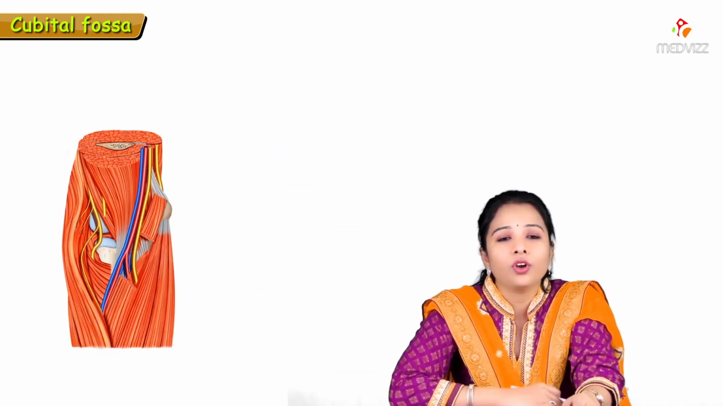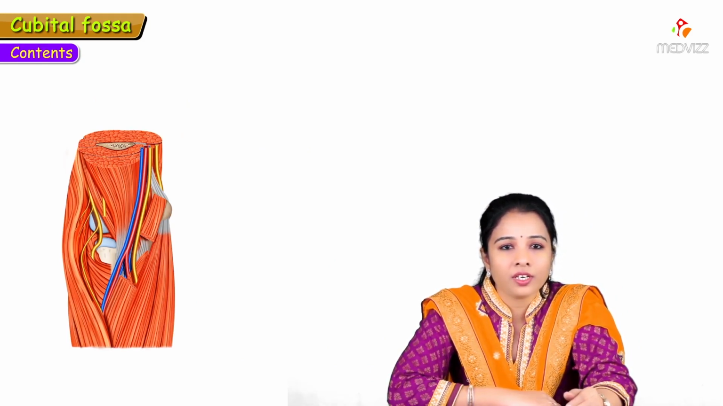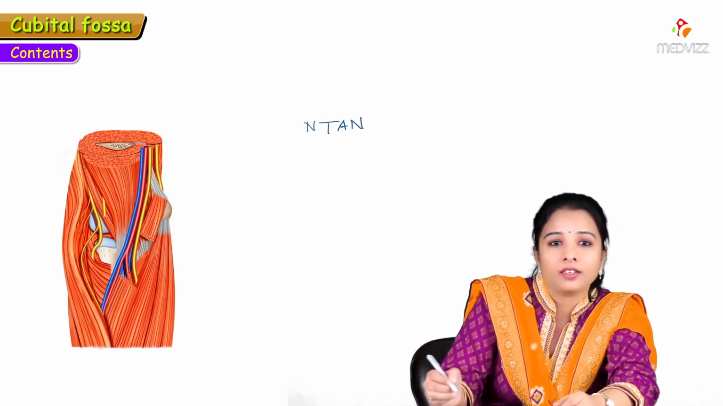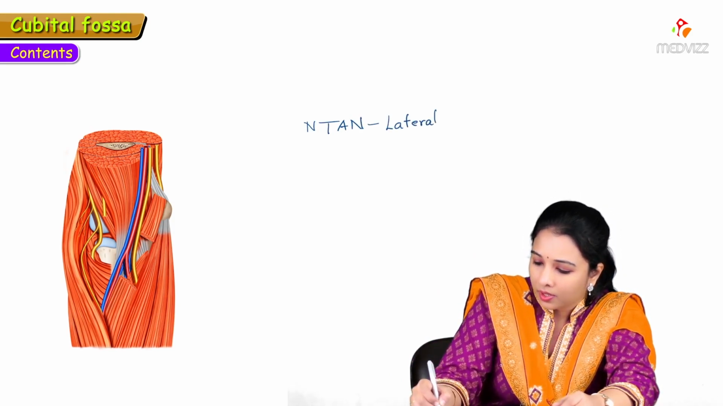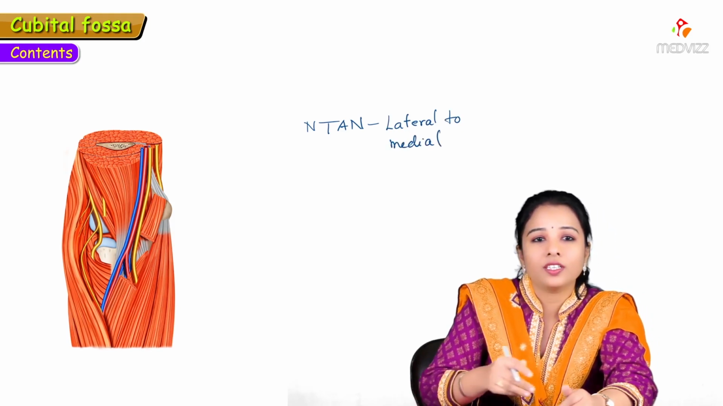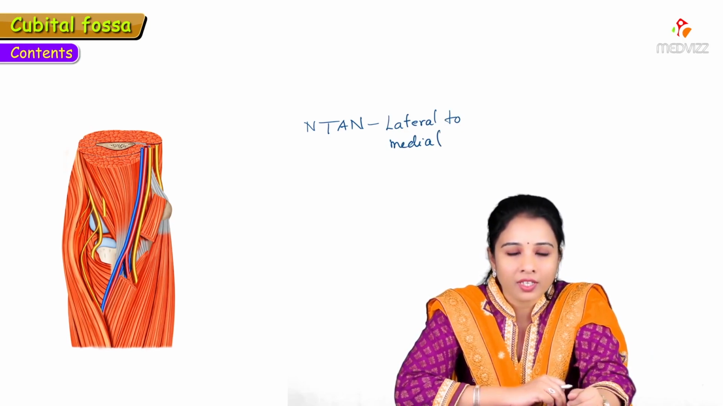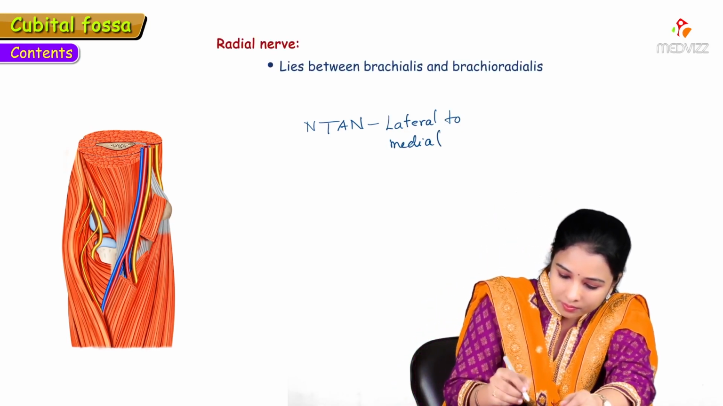Okay, next moving on to the contents of the cubital fossa. To remember the contents of the cubital fossa, you can remember the abbreviation NTAN, from lateral to medial. So let's see the contents now. So the first content N is for the nerve. Lateral most is the nerve, that is the radial nerve.